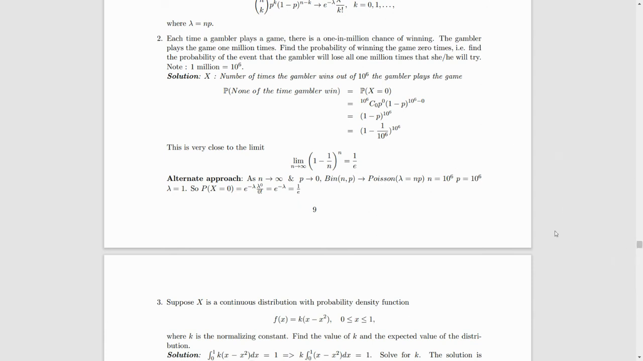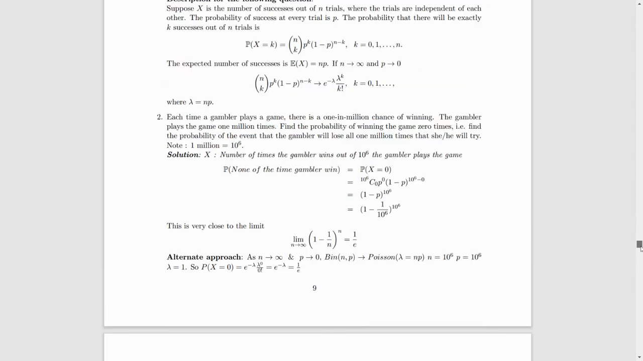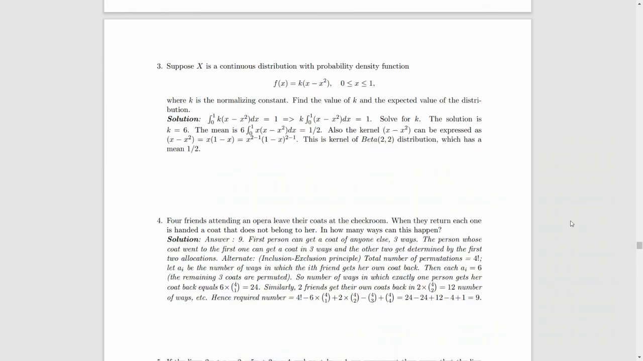Okay, so if you talk about the other thing, like changing binomial into Poisson, these things I will teach you. That's not any other thing. Here you can also see some simple questions of probability. For example, a probability distribution is given, and you need to find the k and the expected value of the distribution.